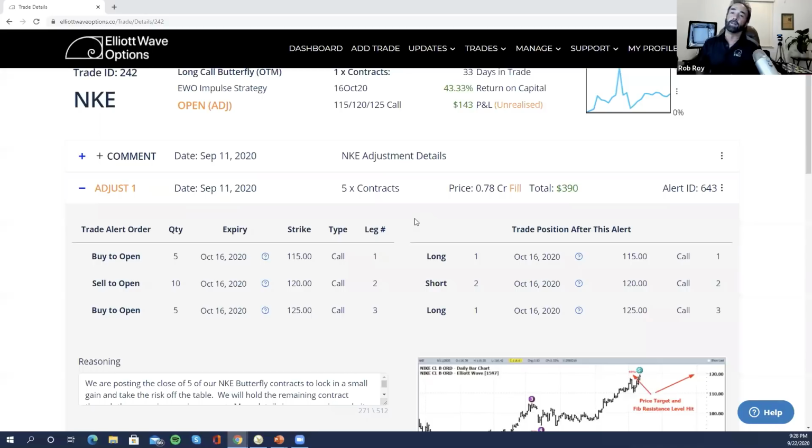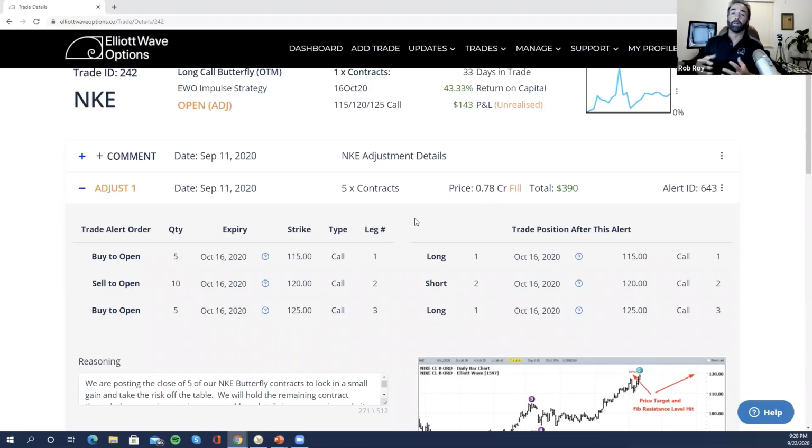We're purposely leaving one because Nike was moving into an earnings report, and the earnings report was today. The earnings report was after hours today, and the stock right now at this moment is trading at 132. So it popped up on earnings. They beat earnings. So right now, it's out of the wings of the butterfly.